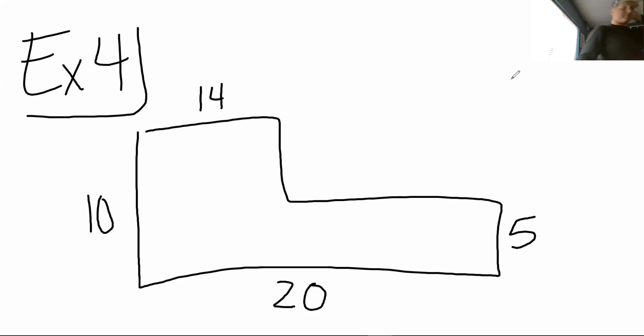Mr. Goodman, do you mean that? That wouldn't make any sense though. Yeah, you got it. I put 14 over here because that one's shorter, and I just drew it bad. Yep. Okay, I just got it.